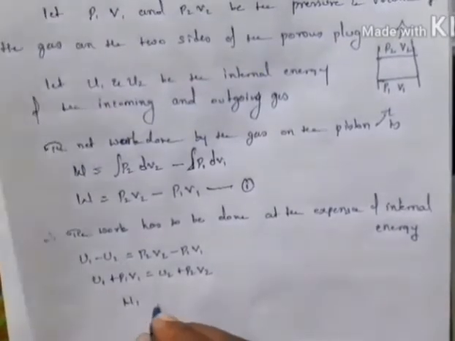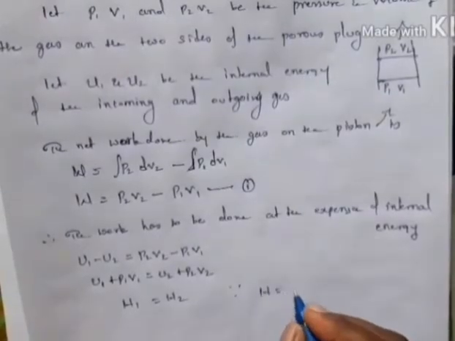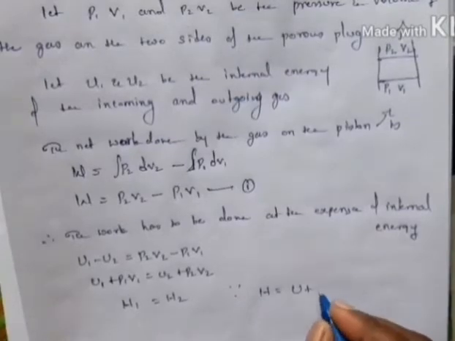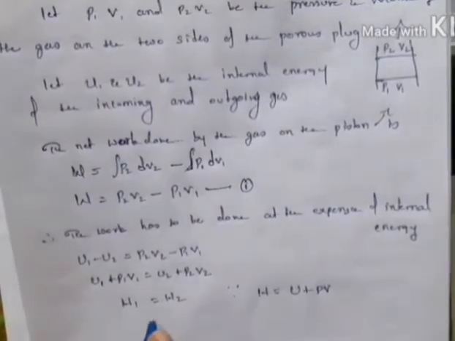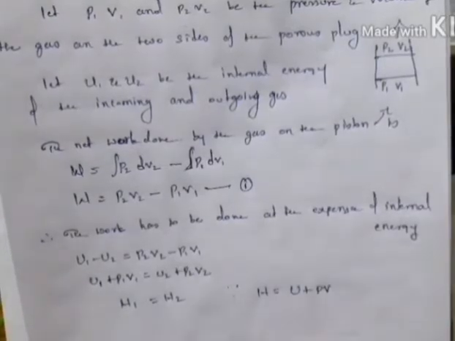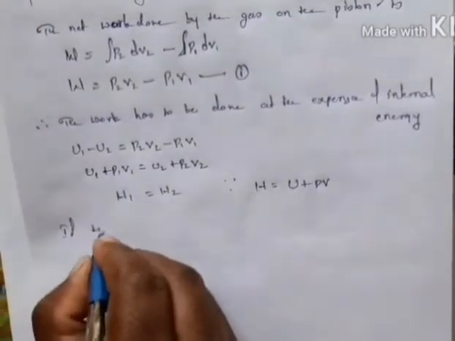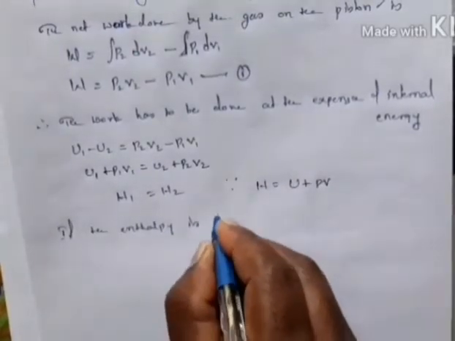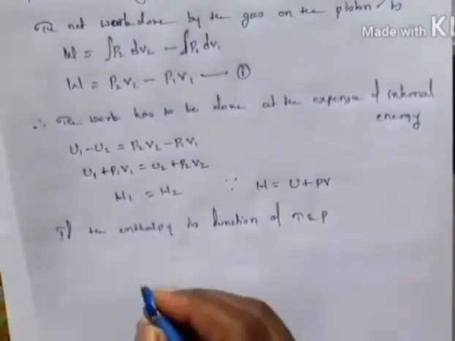This can be written as H1 is equal to H2, because H is nothing but enthalpy, that is equal to the sum of the internal energy and the product of pressure and volume, where H is the enthalpy and this enthalpy remains constant here. And the next one is, enthalpy is a function of temperature and pressure.